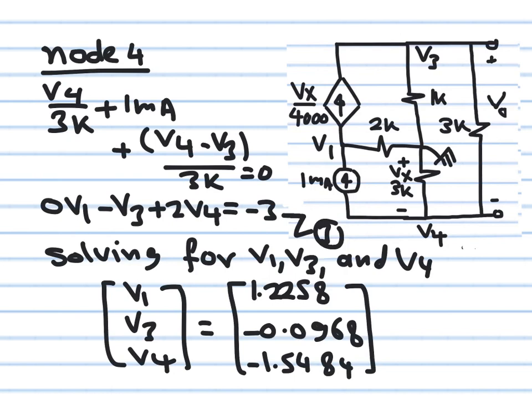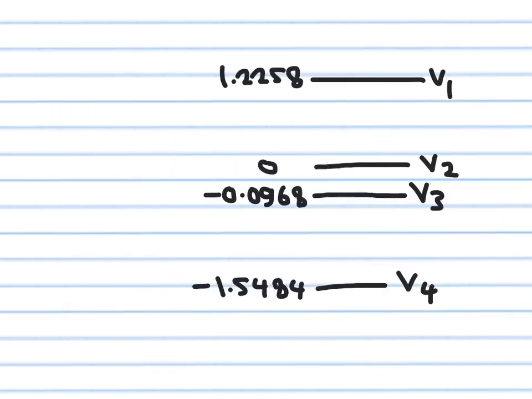Okay, you obtain V1, V2, and V3. Notice two of them are negative right now. So let's now try to make a diagram showing the different voltages. What is the interpretation of these numbers that we got? If you draw that diagram, this is what you see. V4 is negative, minus 1.54. V3 is negative, minus 0.0968. V2 is 0, we select it to be 0, and V1 is positive.